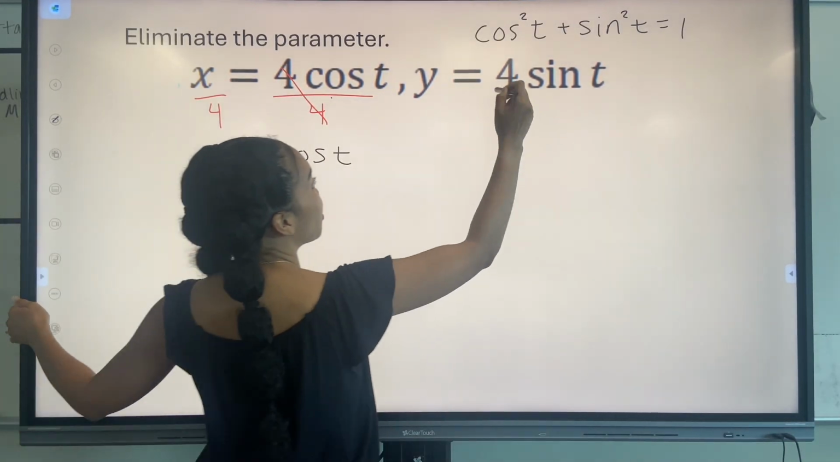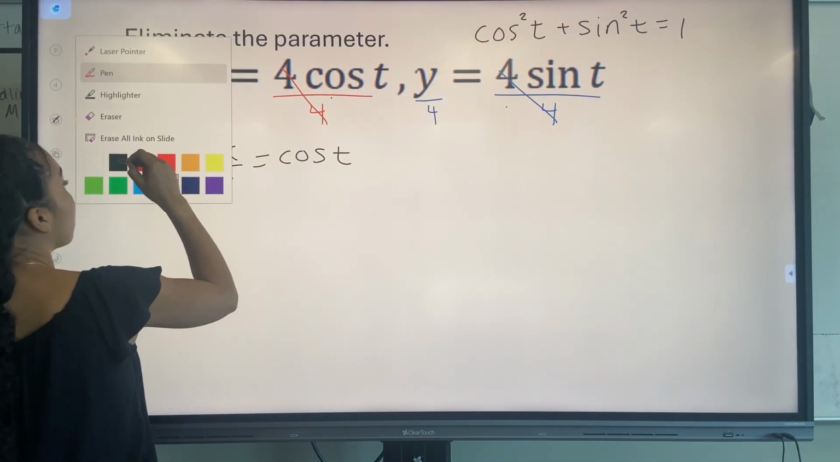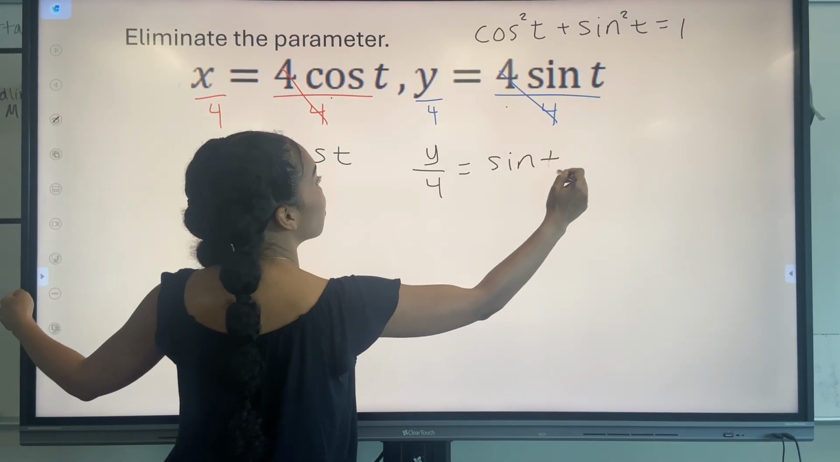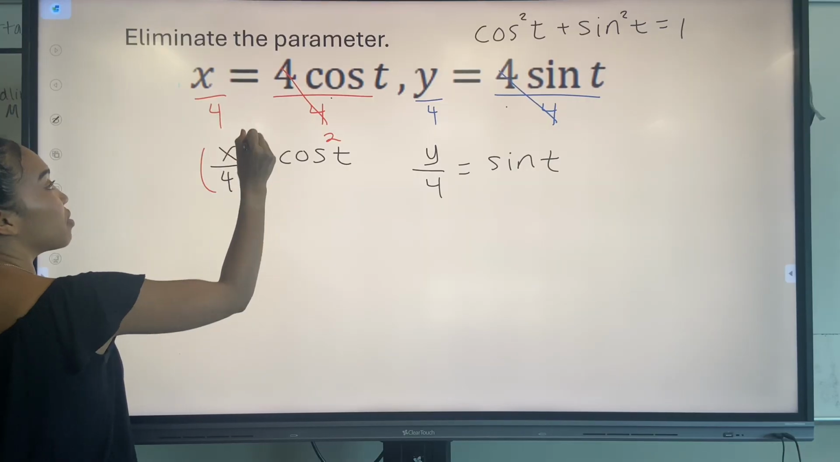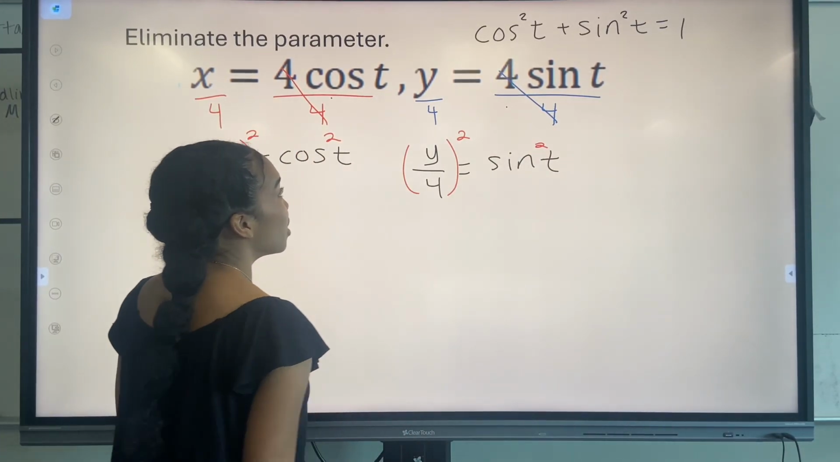On this side, you're going to divide both sides by 4. So you get y divided by 4 is equal to sine t. Well, notice, if you square this side, you must square this side. If you square this side, you must square this side.